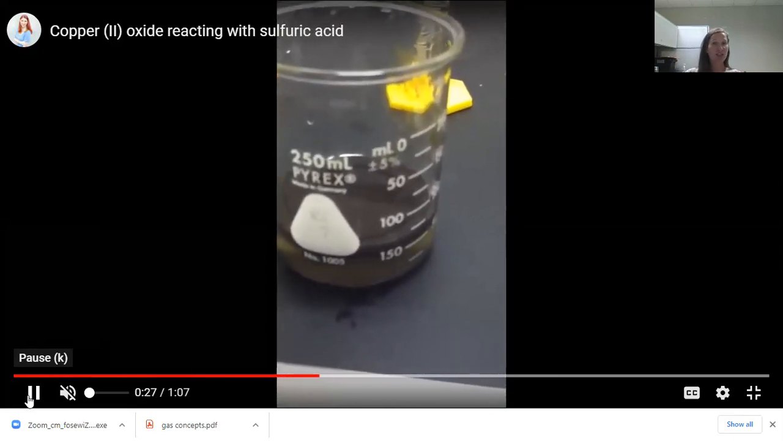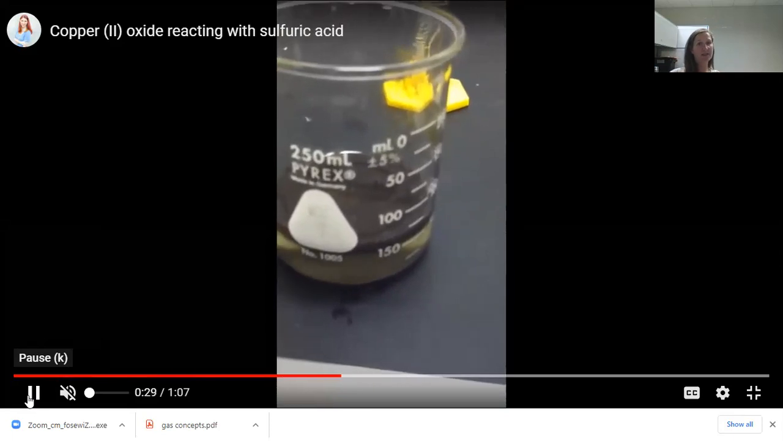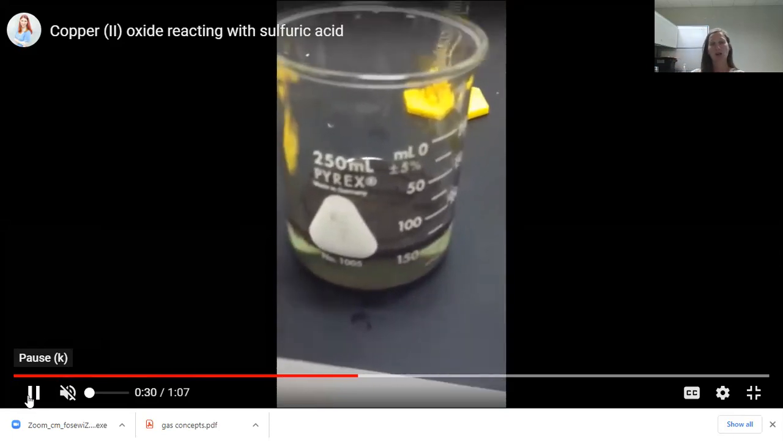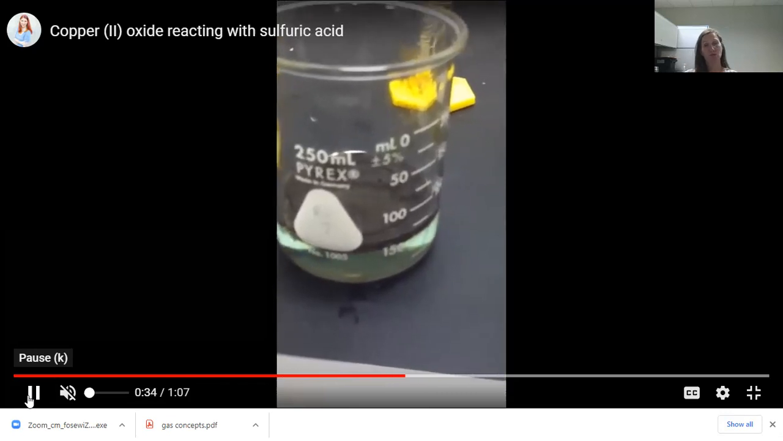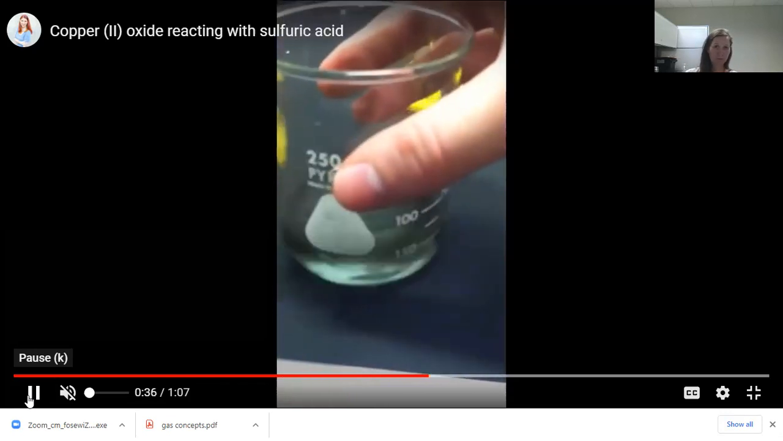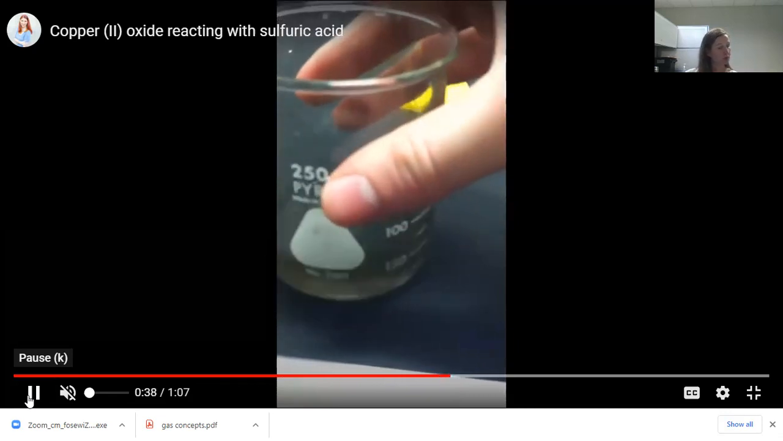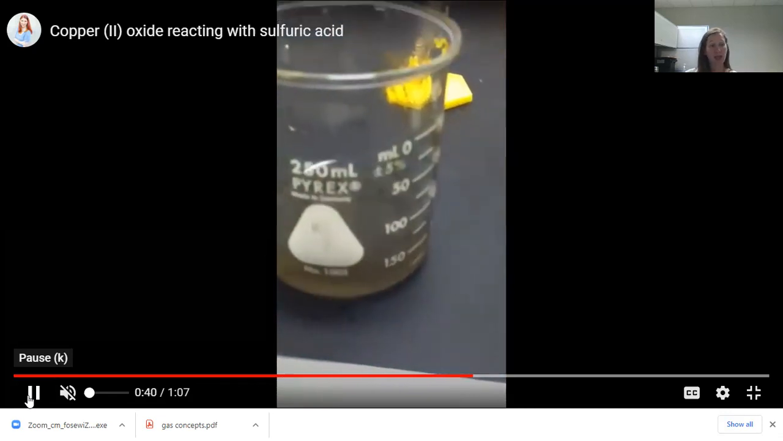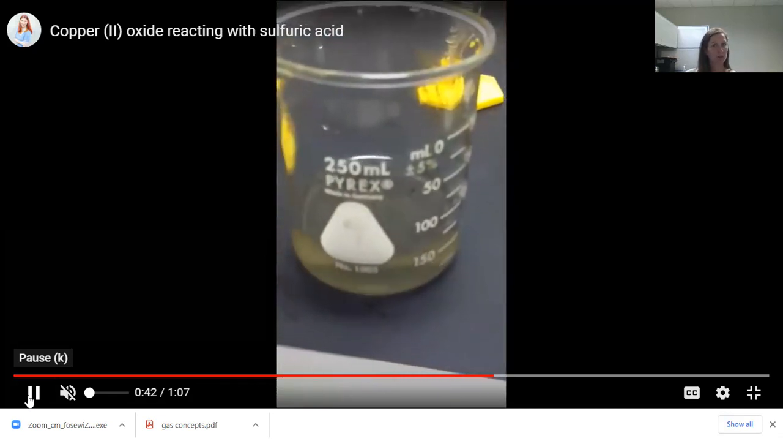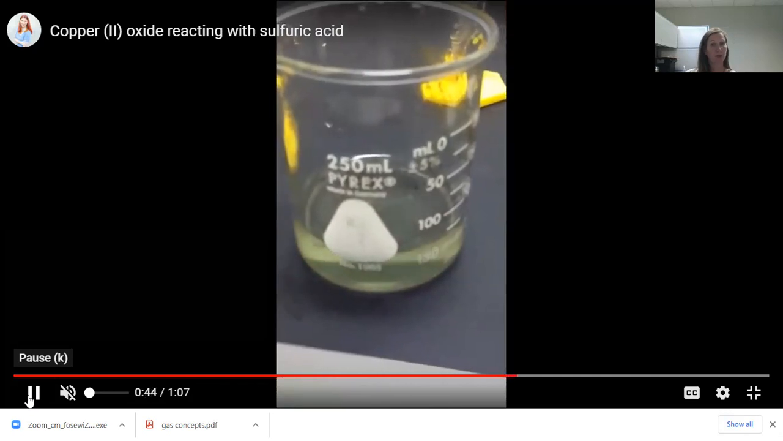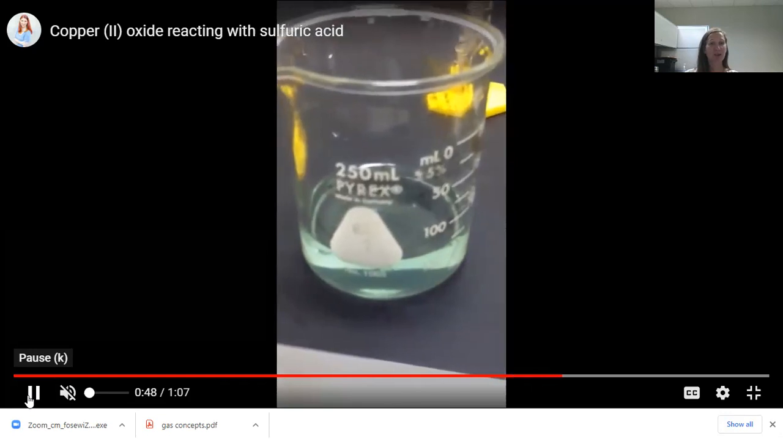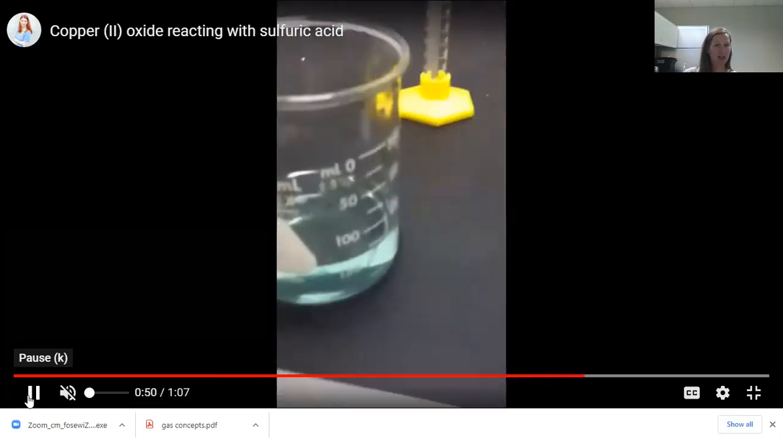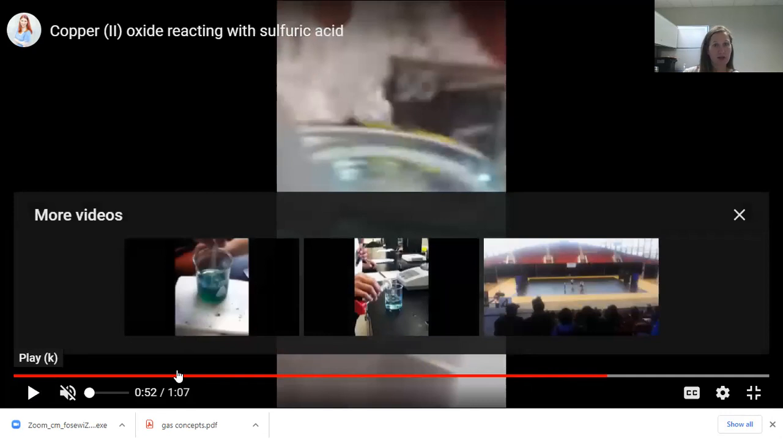So we're starting to see a little bit of a color change now, and this is because that solid copper 2 oxide is reacting with the sulfuric acid to form copper 2 sulfate. And copper 2 sulfate, we've actually seen it before in lab. It is a bright blue crystalline solid in its solid form. So we would expect the solution, once the reaction is done, to be blue, as you can see here.